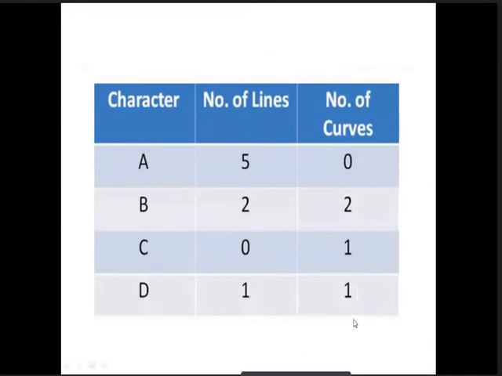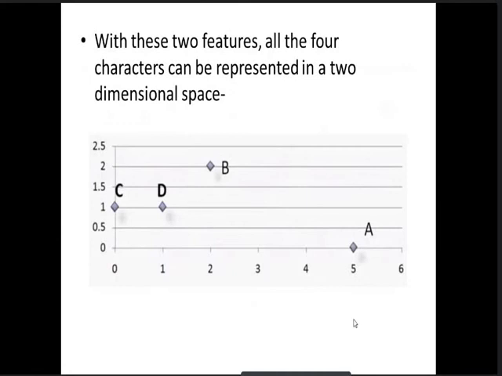Now we can represent this in 2-dimensional space. We are calling this space 2-dimensional because we have selected 2 features. So these 2 features can be represented in 2D space. This dimension is representing the number of lines, and this one the number of curves. Here we can say that A has 5 lines and 0 curves. Similarly, B has 2 lines and 2 curves. D has 1 line and 1 curve. And C has 1 curve and no lines.